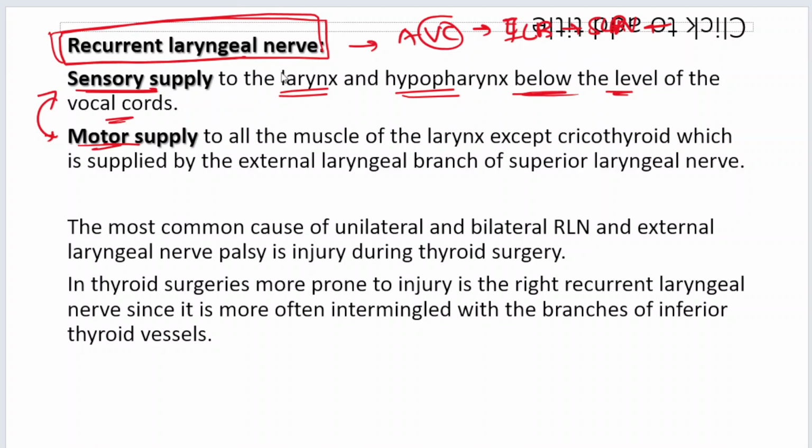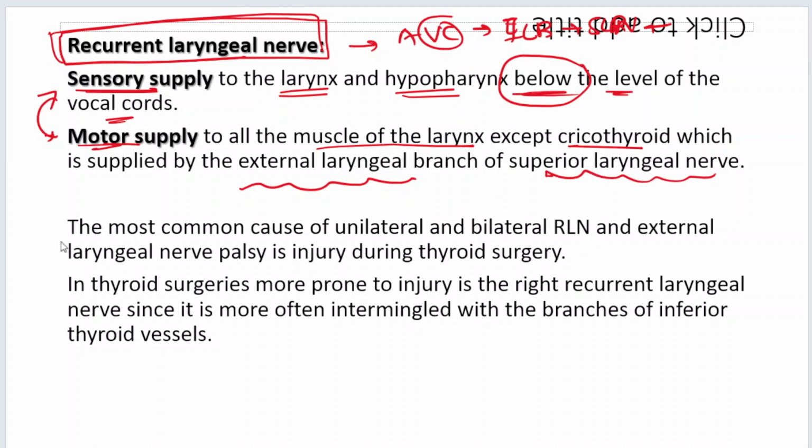The recurrent laryngeal nerve on both sides, right or left, has the same function. It only has a different course. It supplies the sensory supply of the larynx and hypopharynx below the level of the vocal cords, and motor supply to all the muscles of the larynx except cricothyroid. Be it posterior cricoarytenoid, lateral cricoarytenoid, interarytenoid, thyroepiglotticus, vocalis, or thyroarytenoid, all the muscles of the larynx are supplied by the recurrent laryngeal nerve except the cricothyroid, which is supplied by the external laryngeal branch of the superior laryngeal nerve.